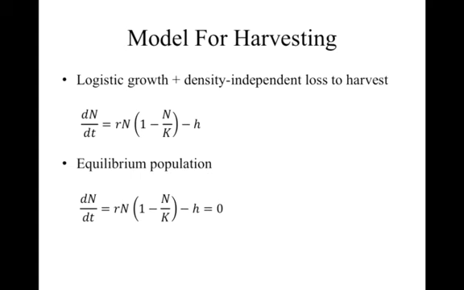So what can we do with this logistic growth plus density independent harvest model? This is our model. This is what we're going to start. This is our model for harvesting. What can we do? Well, by now you probably think, well, there's two things I can do.